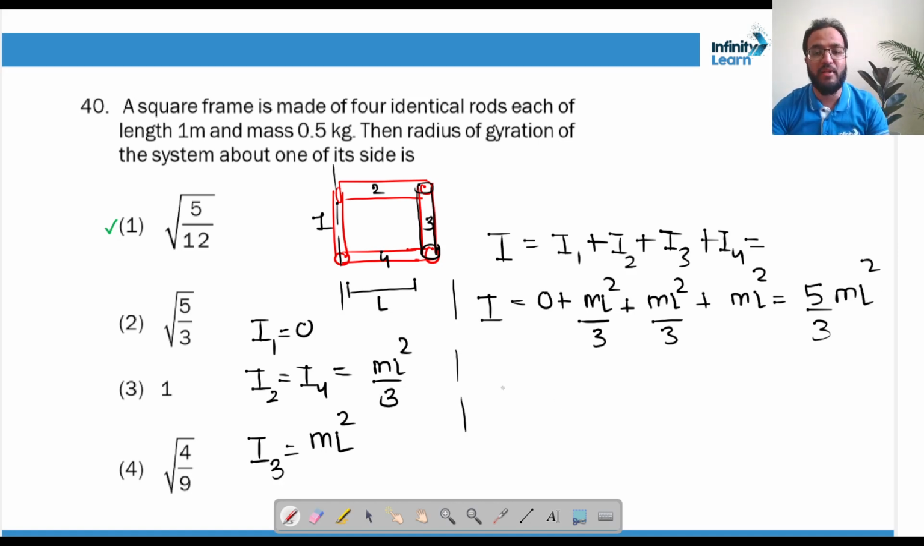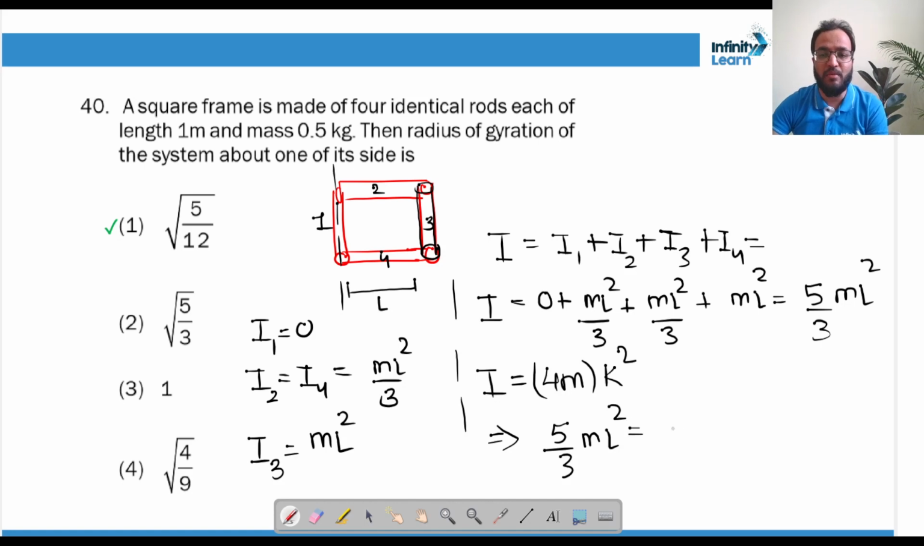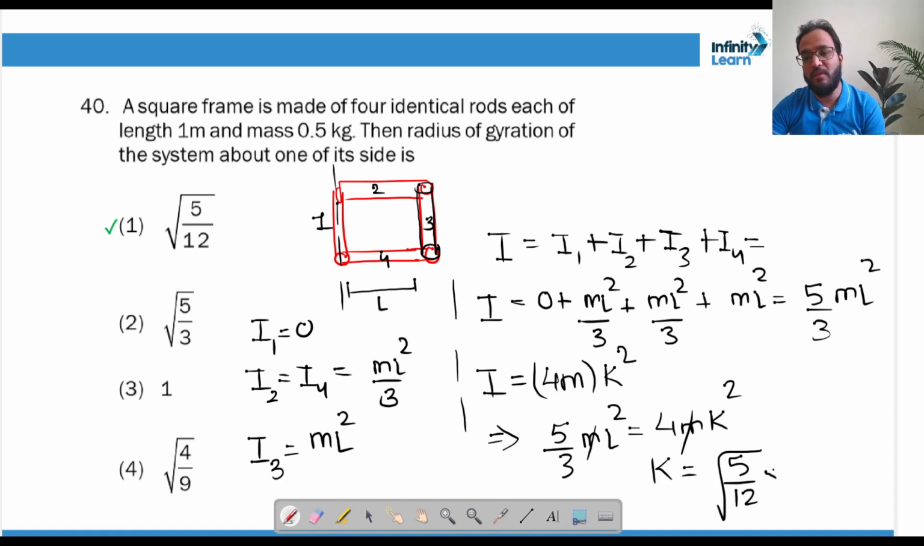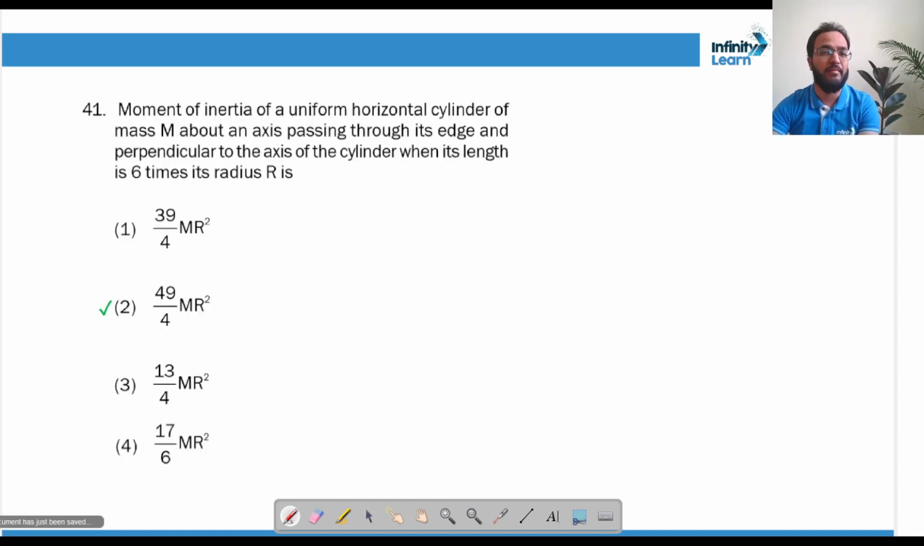Now remember very carefully that it is 4m, because there are 4 rods, total mass, into radius of gyration square. In order to find the radius of gyration, if there are 4 rods, the mass will be taken as 4m. So you will equate and say, sir, 5 by 3 ML square will be equal to 4M into K square. M and M get cancelled. K will be root of 5 by 12 times L, and length is 1 meter. So it is root of 5 by 12. Got it? First option is right.